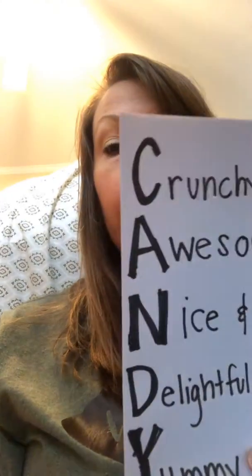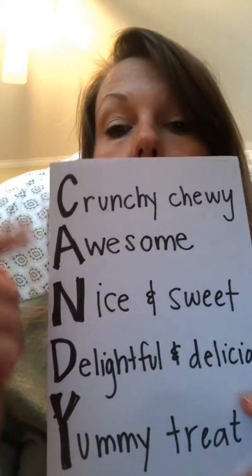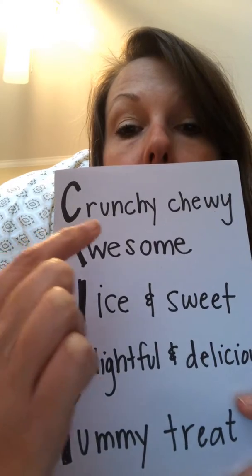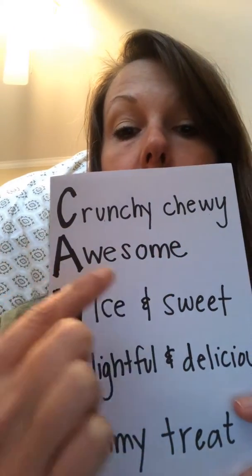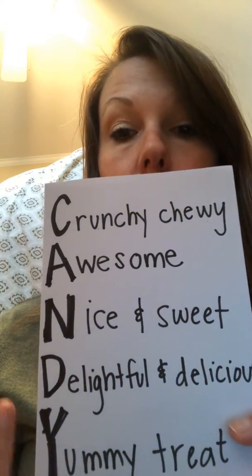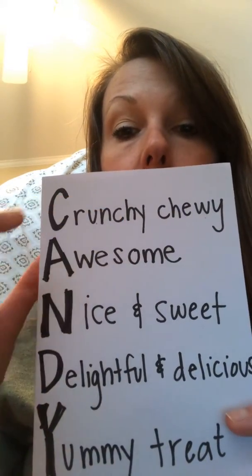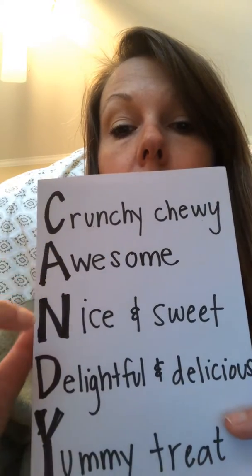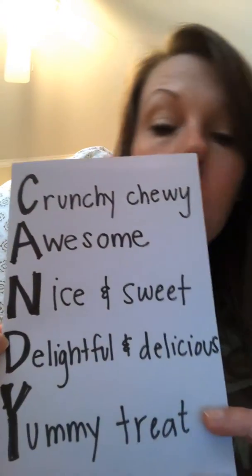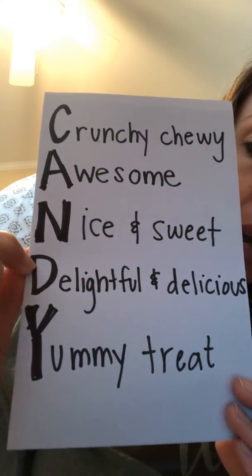All right, so I'm going to show you what I have. Okay, so an acrostic poem is when you take a word. So I took the word candy, okay? And so I wrote words and descriptions about what candy is like. All right, so it's crunchy, chewy. A is awesome. The N is nice and sweet. The D is delightful and delicious. And then the Y is yummy treat.